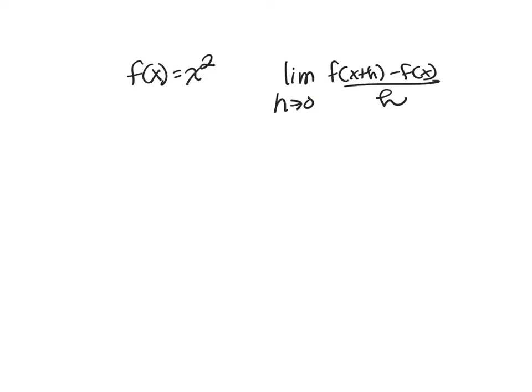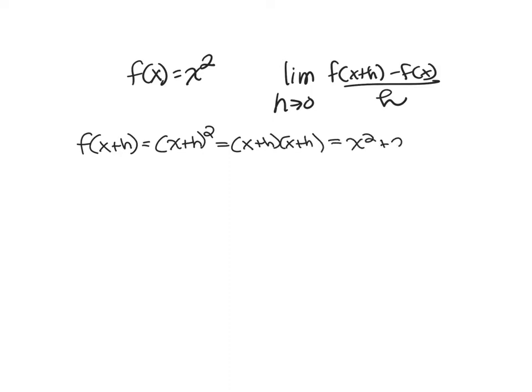Okay, so let's find the derivative using what we call the limit definition of the derivative. So first thing we need to do is find out what f of x plus h is. So that will be (x plus h) squared, and that's (x plus h) times (x plus h). And that is x squared plus 2xh plus h squared. You're going to find that this shows up often, so you're going to want to memorize that.